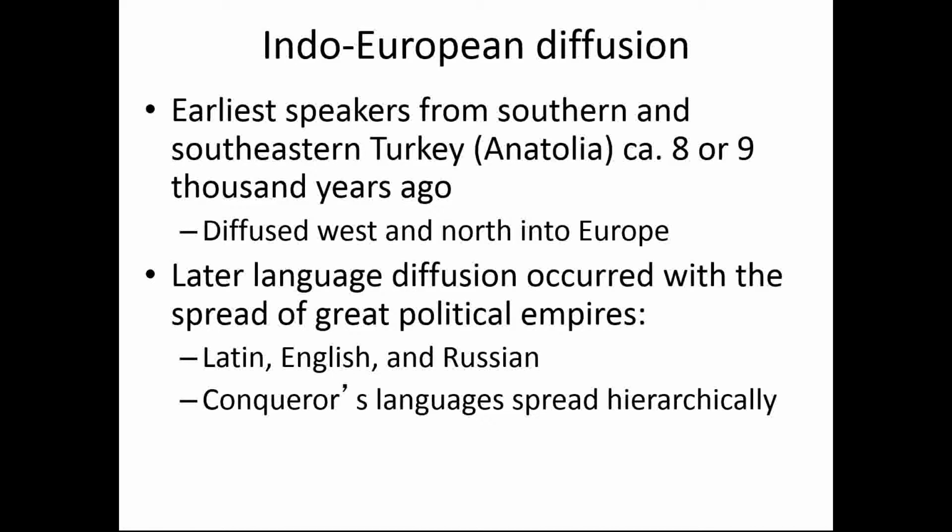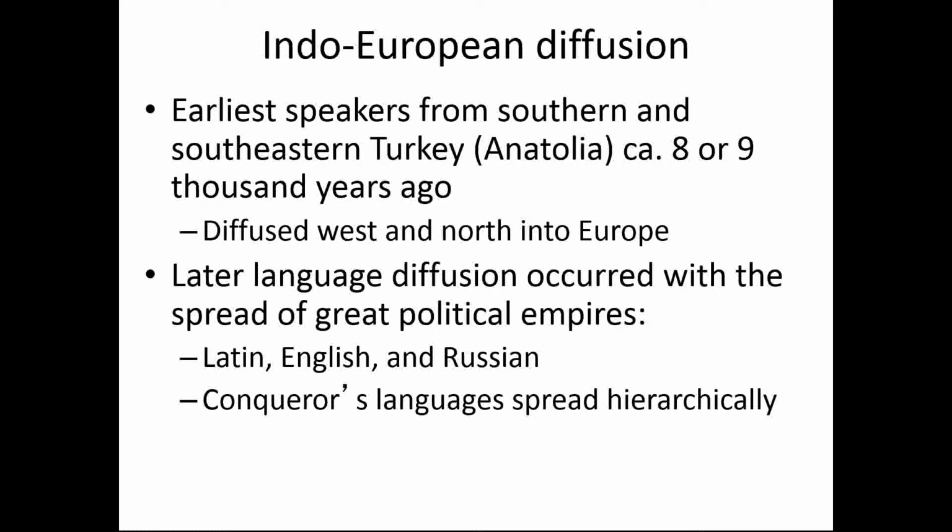Of course, later language diffusion is going to occur with the spread of great political empires. Latin spreads through the Roman Empire. English spreads through, of course, the British colonization, Russian through the creation of the Russian Empire. And when we look at these conquerors' languages, what we're going to see is that they spread hierarchically from one important place to another important place, or from important individuals to a number of other important individuals. And so that kind of diffusion is hierarchical as opposed to contagious.